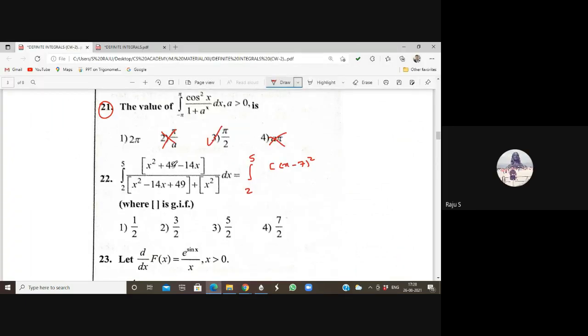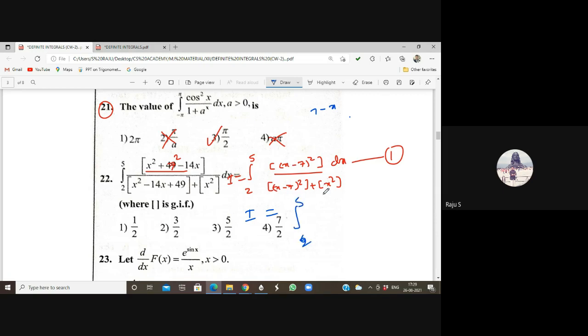This 49 can be written as 7 square, 2ab. So a square plus b square plus 2ab form. This is a minus b the whole square. Fine. Here the same, x minus 7 the whole square, greatest integer, plus x square, dx. This is equation 1. Let us take this as I. Now apply the property 0 to a. When I apply the property, see here, a plus b is 2 plus 5, 7, 7 minus x. You have to replace, then in equation 2 you are going to get the same 2 to 5.